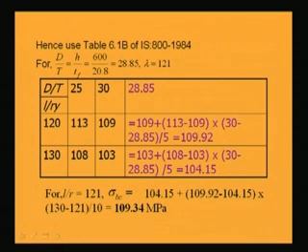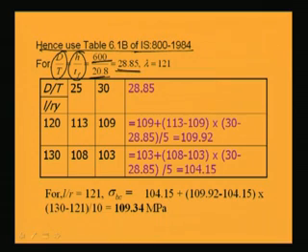Accordingly, we will refer to table 6.1b of IS 800 1984. As per table 6.1b, now we have to find out the D by T ratio, which is given as H by TF. D means overall depth, that is 600 by thickness of flange.